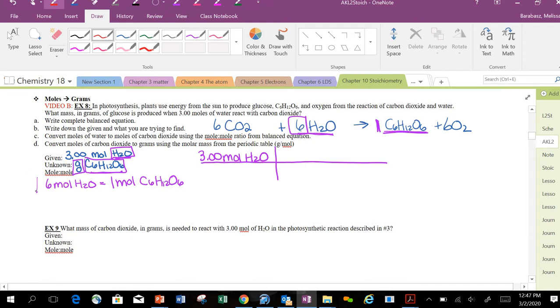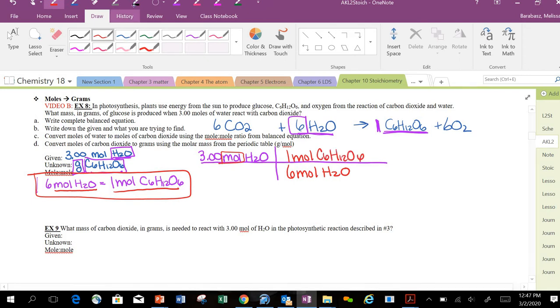ratio over here, and we can already plug this in because our given is in our comparative unit. It's in the mole already. So we're going to go here, and I'm going to plug in my unit. So we want to cancel out moles of water. So on the bottom here, I'm going to put 6 moles of water so we can get rid of the water, which means that the other part has to go on top.